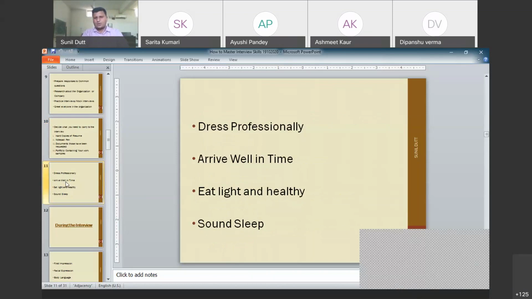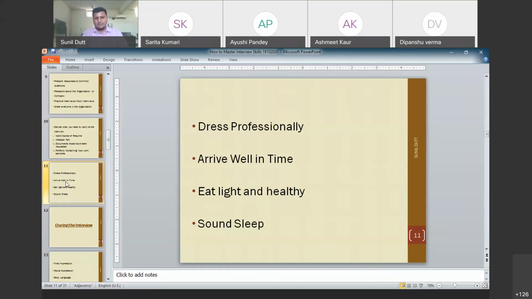Then, of course, this is quite a common phenomenon. You need to dress professionally and ethically. Semi-formal or formal will suffice. But of course, there comes a question. It all depends on what kind of interview you're going to have. In many organizations, you also have a coffee interview, date interview, all these things. So you need to dress accordingly. Dress should be decent. That's what is required.